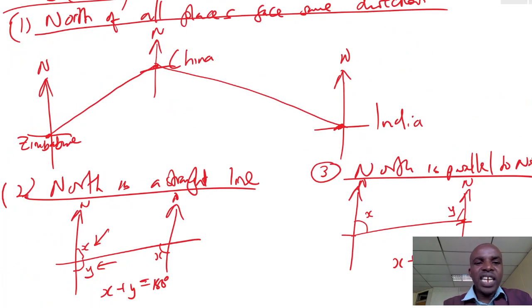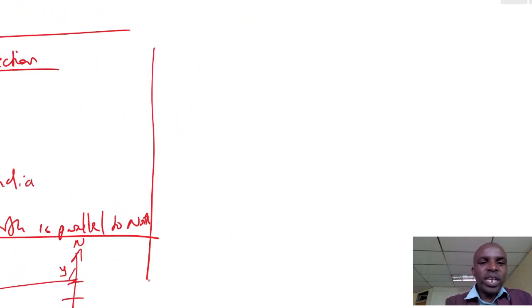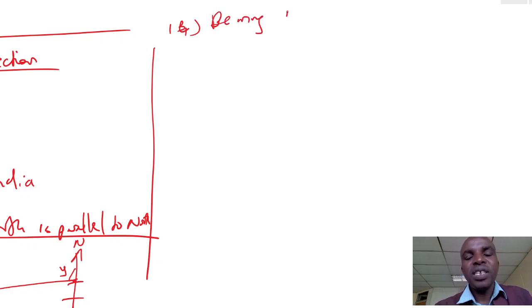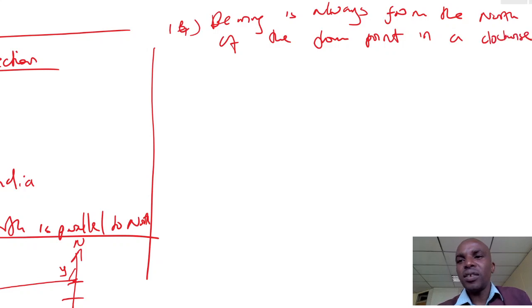Right, then the other thing that you have to understand on bearings is that bearing is always measured from the north of the front point in a clockwise direction. So in fact, number 4, bearing is always from the north of the front point in a clockwise direction.